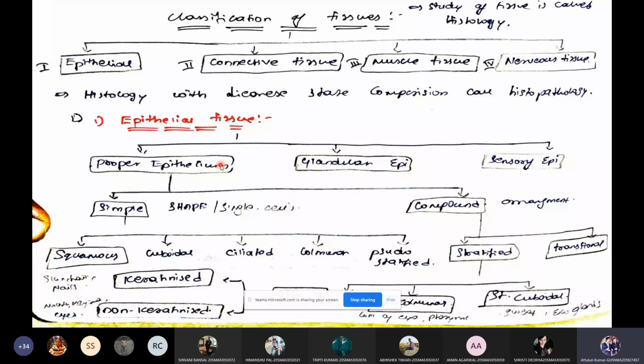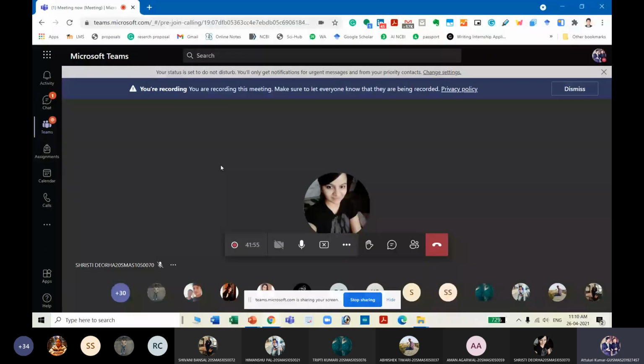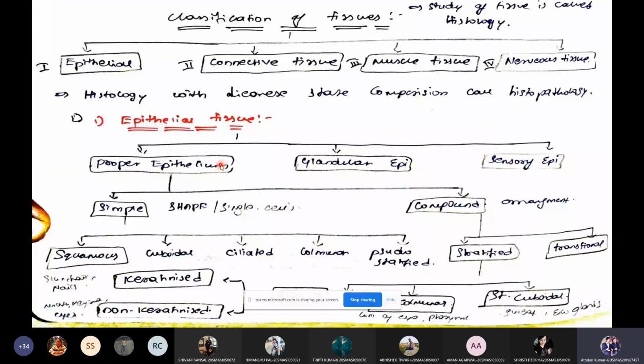Yeah. So coming to the classification of epithelial tissue. So here, proper epithelium. Okay. The outer layer, the outer membrane, is called proper epithelium. Here we have two types of epithelium, students. The proper epithelium is further classified into two types. So kindly listen to me. Hereafter the things will get complicated.